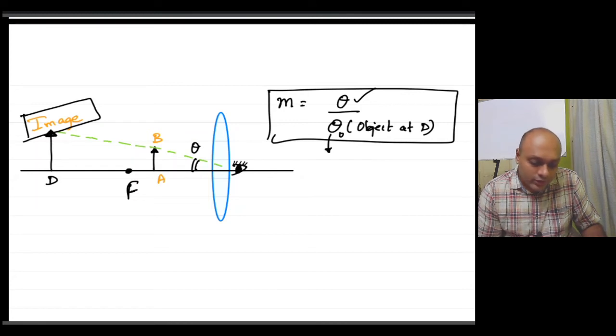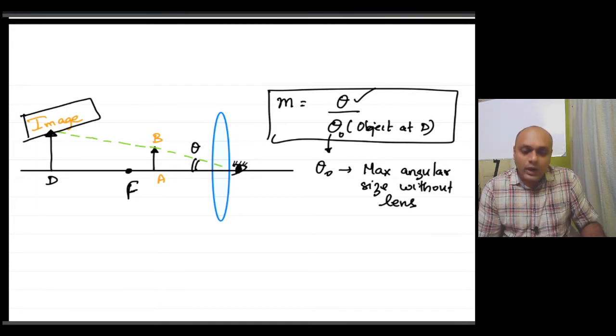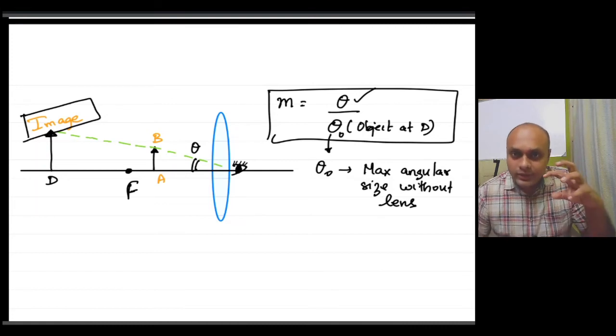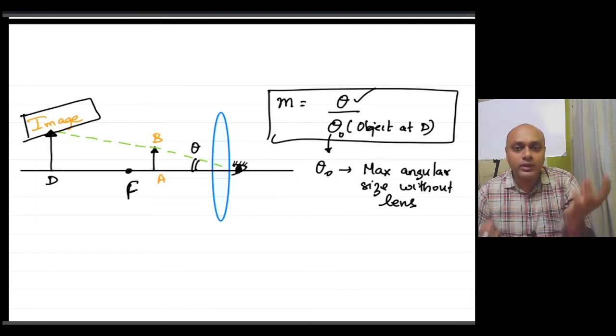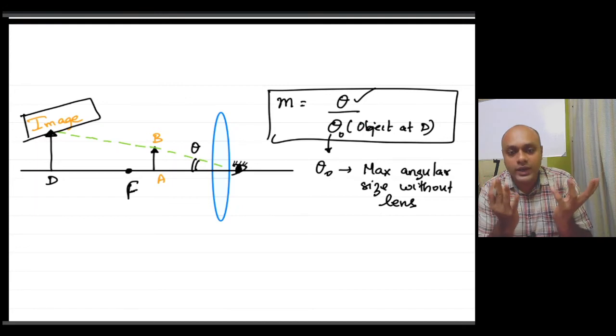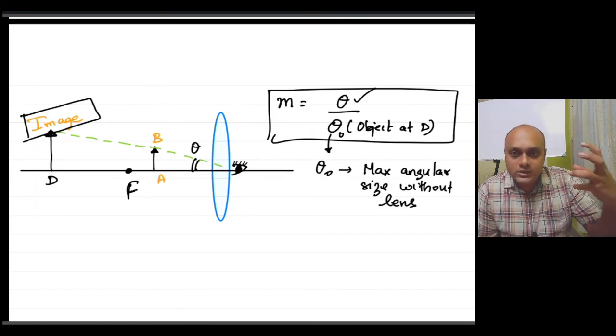Okay, now this is the angular size in comparison to the angular size when the lens was not there. So theta naught is the maximum angular size you can get without the lens. For understanding this, make sure to watch the introductory session, that theta naught is going to be the maximum angular size which a human eye can directly see without the aid of any optical instruments. Now what is the magnification? How many times this angle gets magnified?